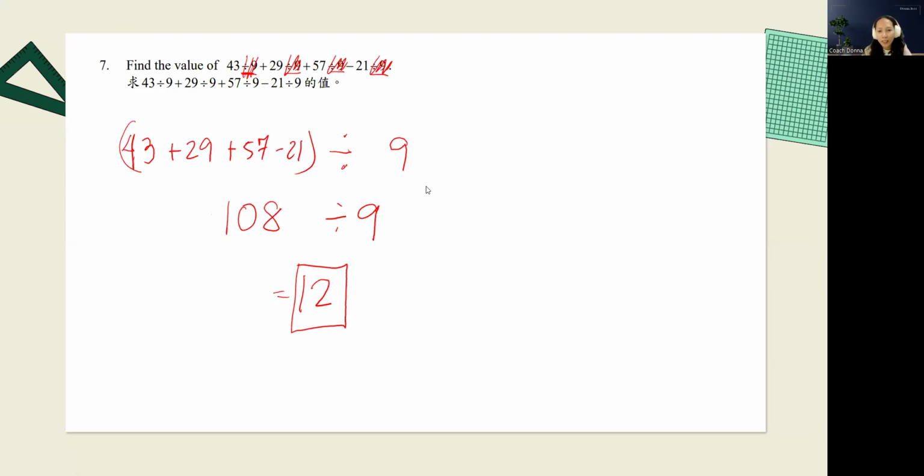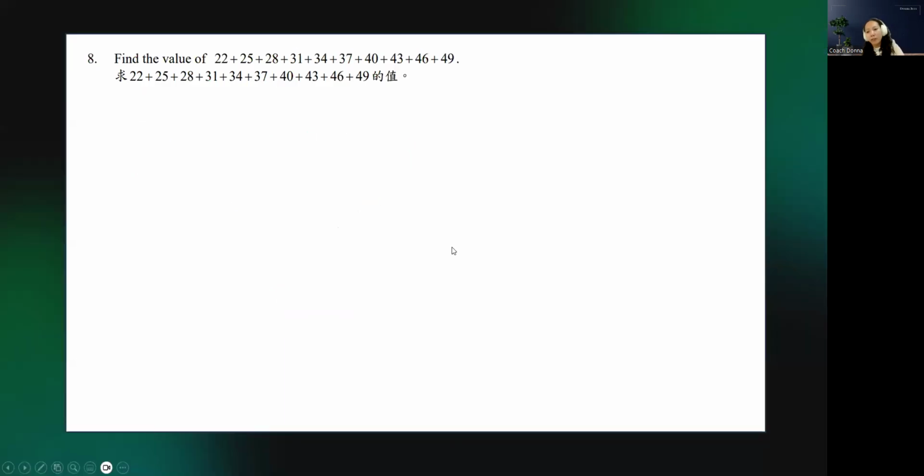Okay, I see correct answers in the chat box. Good. Great, everyone. So for number 7, it's 12. Let's now proceed to number 8. For number 8, find the value of this expression right here.